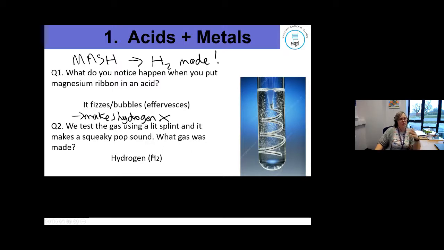Okay, so probably not the time to dwell on it too much, so I won't say too much on this point, but don't forget the classic test. So oxygen relights a glowing splint. Okay, hydrogen burns with the squeaky pop.